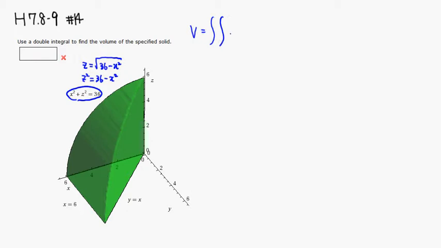Then we have the function, the square root of 36 minus x squared. I would like to actually integrate with respect to y first. So fix the x value, like here. Then you can see that y goes from 0, so here y equals 0, and then all the way to the line y equals x. Which means that the lower bound will be y equals 0 and the upper bound would be x.